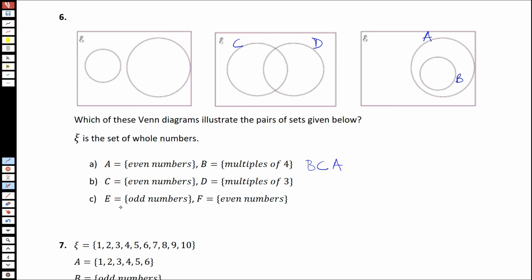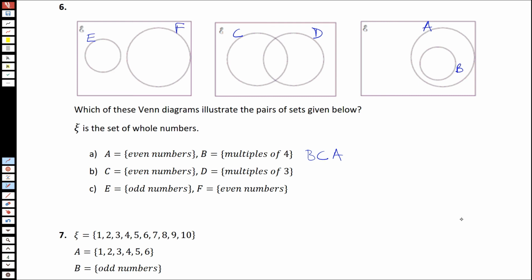All right, and then part E is odd numbers and even numbers. These guys here, they can't be this. They don't share anything in common. Any odd number will never be an even number, and any even number can never be an odd number. So this is basically represented by these two circles. They don't touch, they don't intersect, so nothing in common.